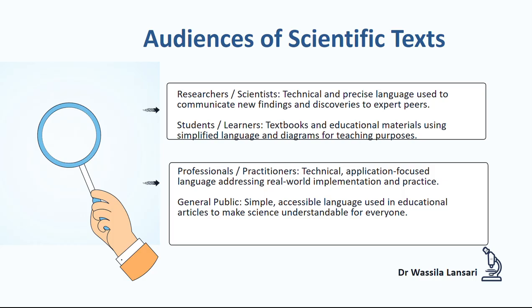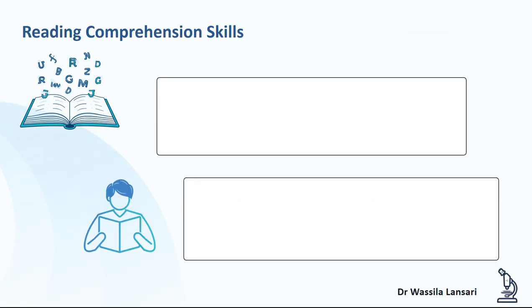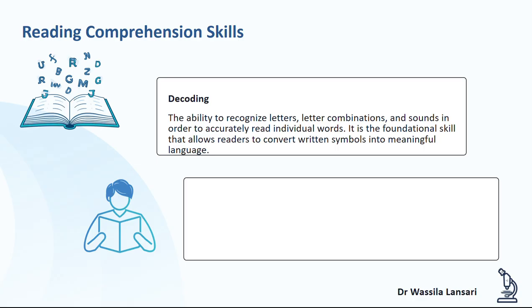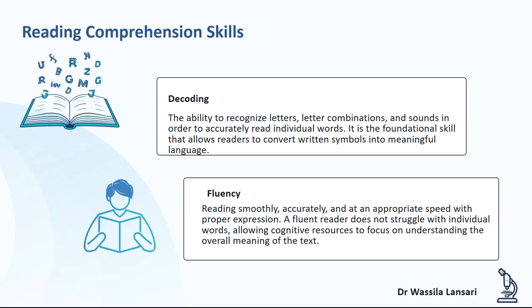Before we learn reading strategies, it is important to understand two essential reading skills, decoding and fluency. Decoding is the ability to recognize written words correctly by connecting letters and sounds. It is the first step toward reading. Fluency means reading smoothly, accurately, and at appropriate speed. When you read fluently, you no longer focus on individual words, but instead concentrate on understanding the meaning of the text. Together, decoding and fluency improve reading comprehension.